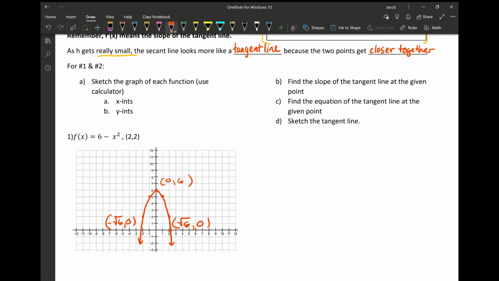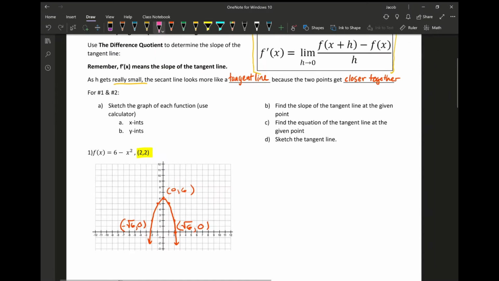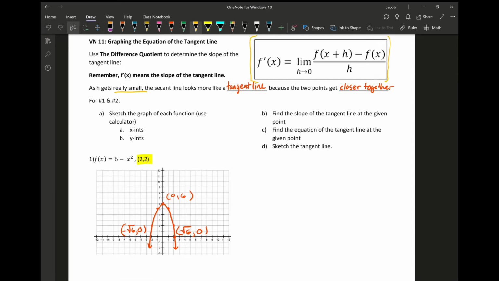If we're asked to find the slope of the tangent line at the given point 2, 2, then we need to use our equation. This notation, f prime of x, means m, the slope of the tangent line. So m means slope, and f prime of x is the slope of the tangent line. Another way you might see it is f prime of x equals m subscript tan to represent tangent.